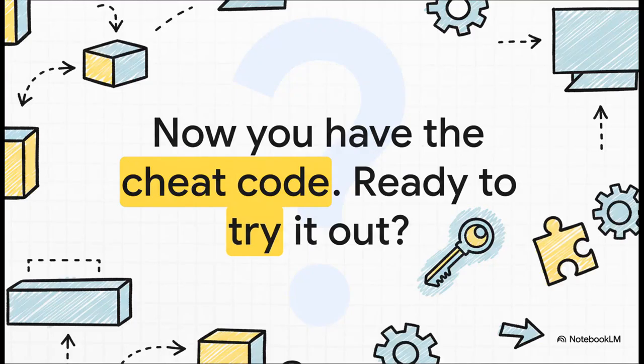And there you go. What might have felt like a totally random jumble of words is actually a really clear logical system. You officially have the cheat code to German sentence structure. So, the only question left is, are you ready to try it out?